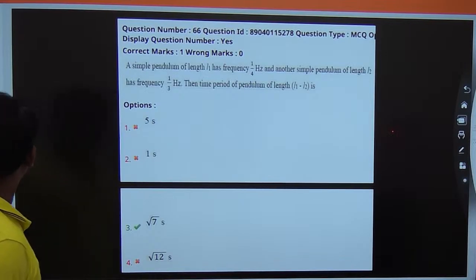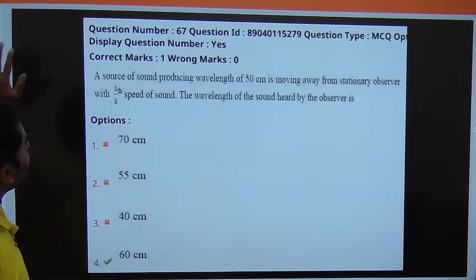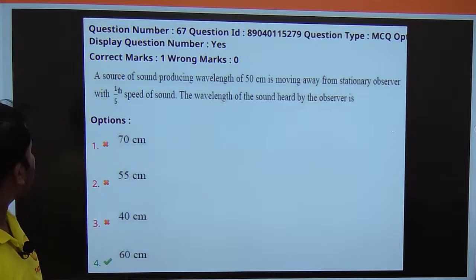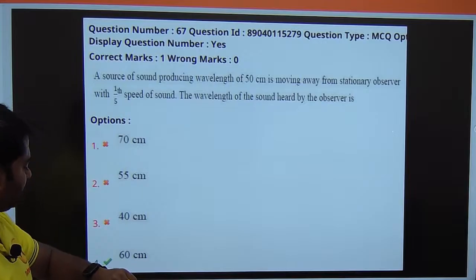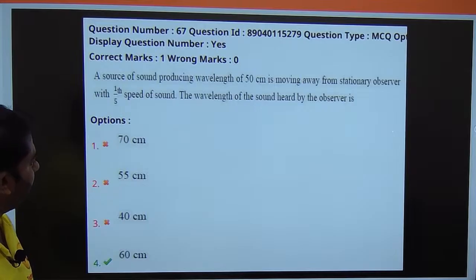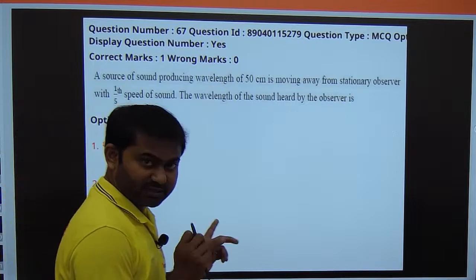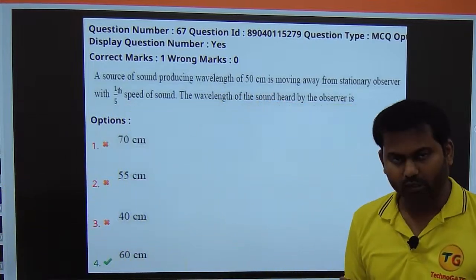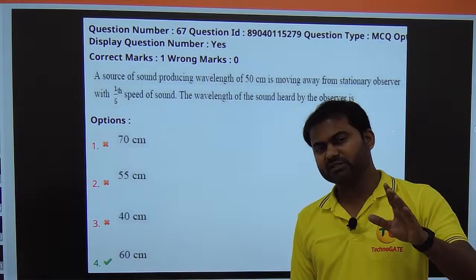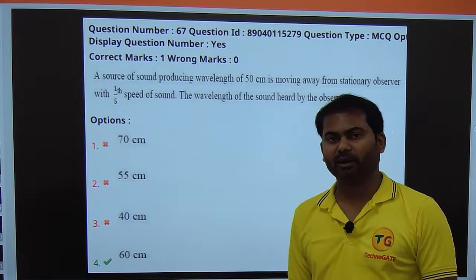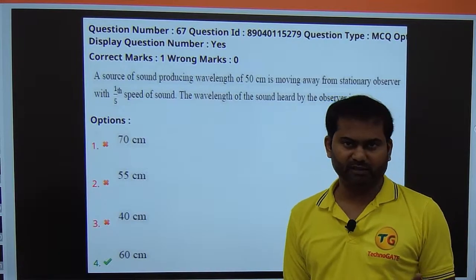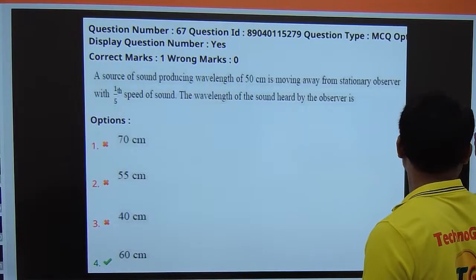Fine. Question number 67. The source of sound producing wavelength of 50 centimeters is moving away from a stationary observer with 1/5 of the speed of sound. The wavelength of the sound heard by the observer is. So this is a question which is based on the Doppler effect. But instead of frequency, they are asking regarding wavelength. We have the formula between wavelength and frequency. Let me write down that.